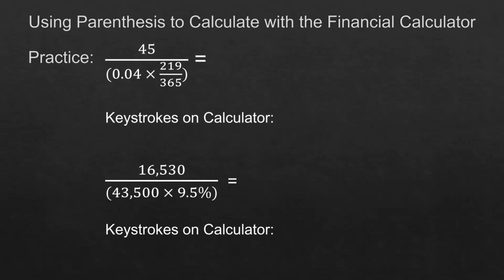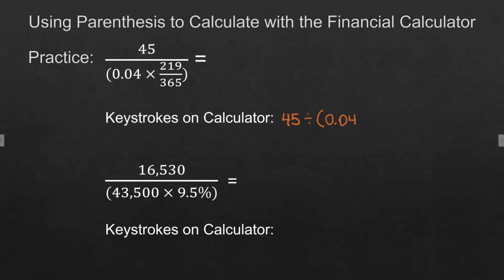So on the first one, the 45 divided by 0.04 times 219 divided by 365, you have to put that on your calculator in a certain way or you will get the wrong answer. Here's how you put that on. You take the 45, type that in, divided by, and we have to use the parenthesis key. Now it's kind of weird on your calculator. When you push the parenthesis key, it doesn't look like it's doing anything. And so you just have to kind of get used to that.